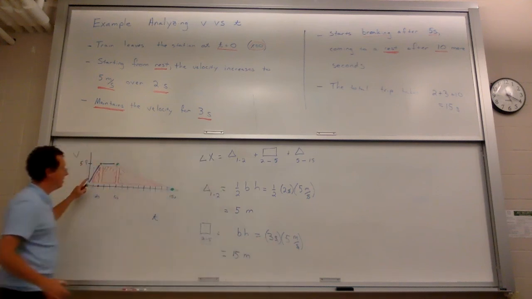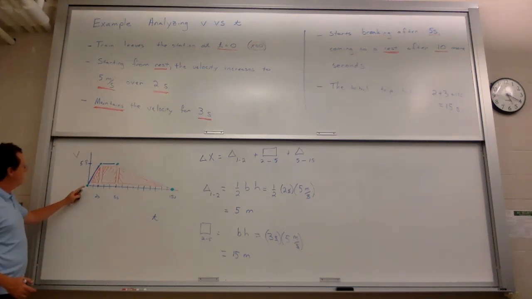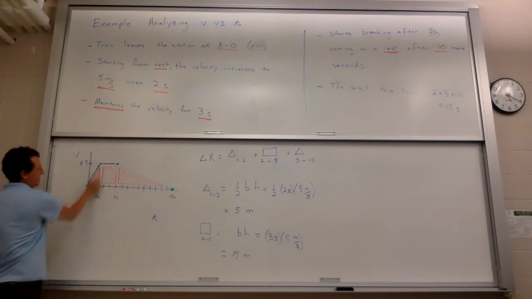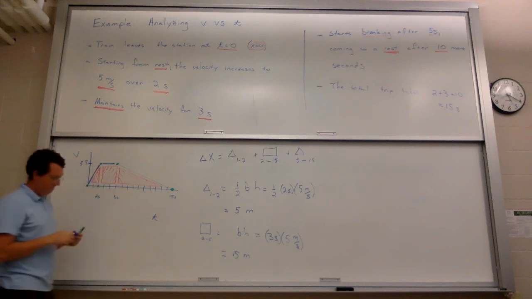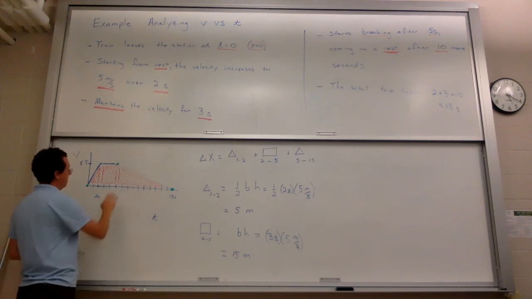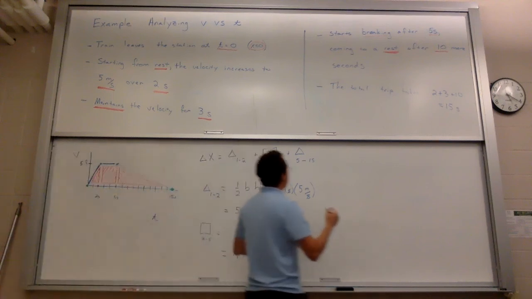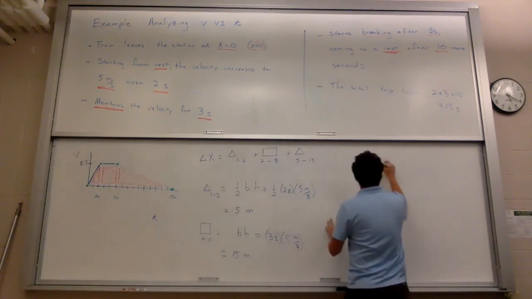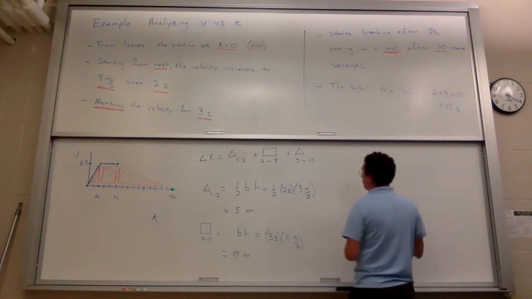So it travels 5 meters here, and it travels 15 meters there. So it doesn't look quite right because I left such a gap between the shapes, but that is the right answer. Okay. And then I have to do the same process for the last triangle. So I have another triangle from time 5 to time 15 seconds.